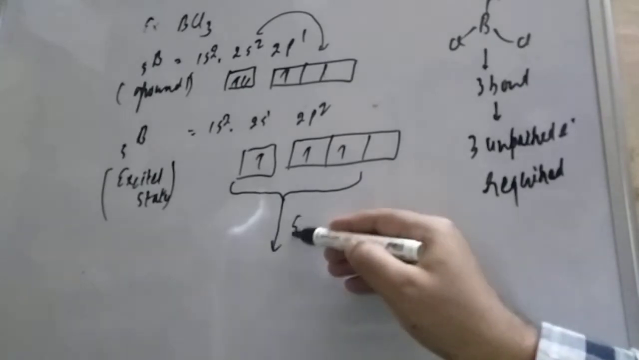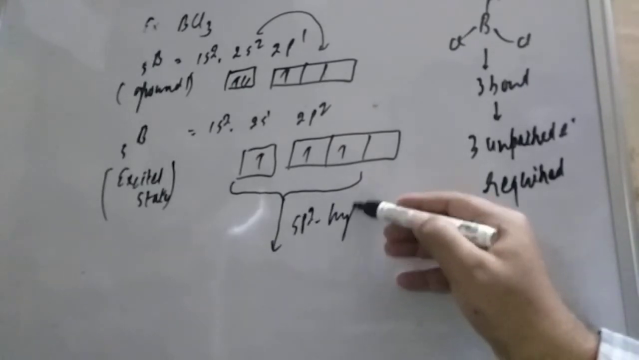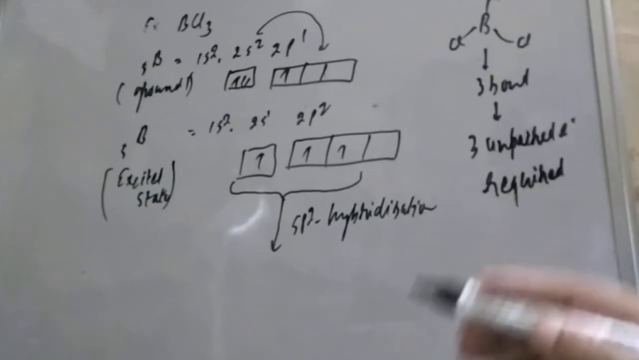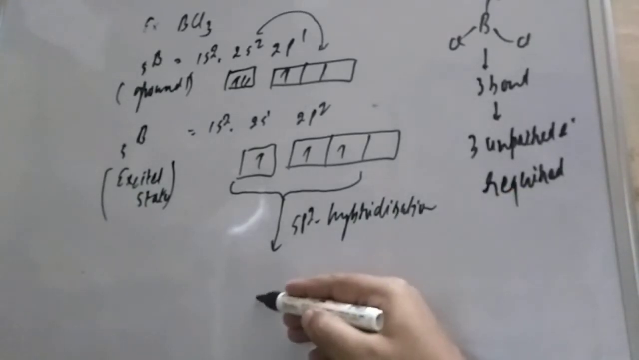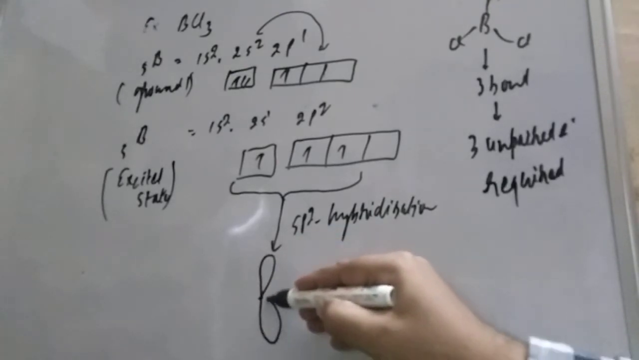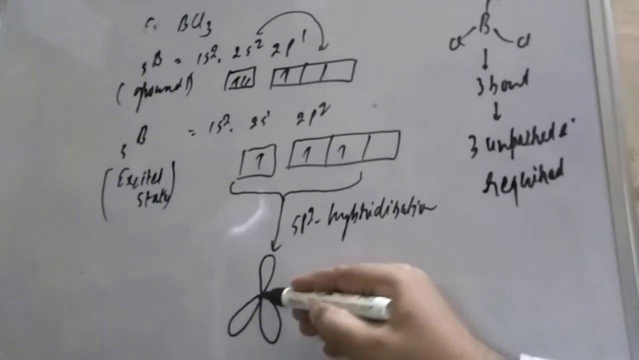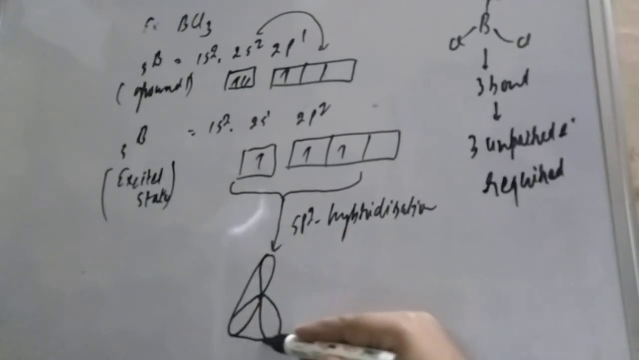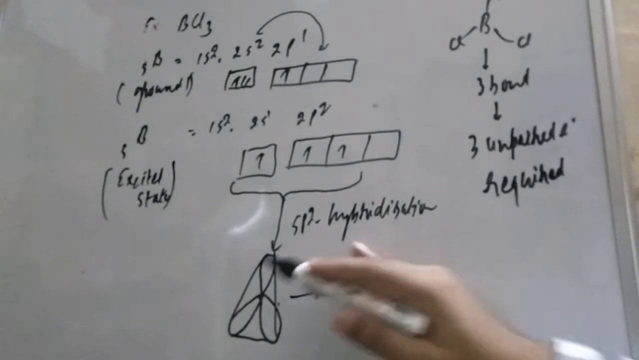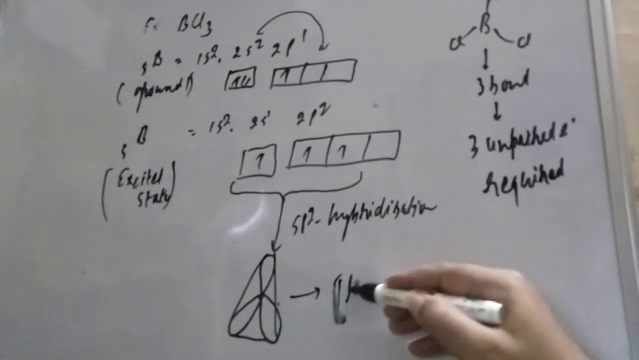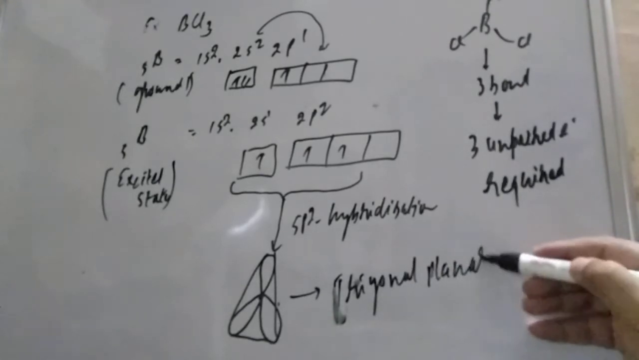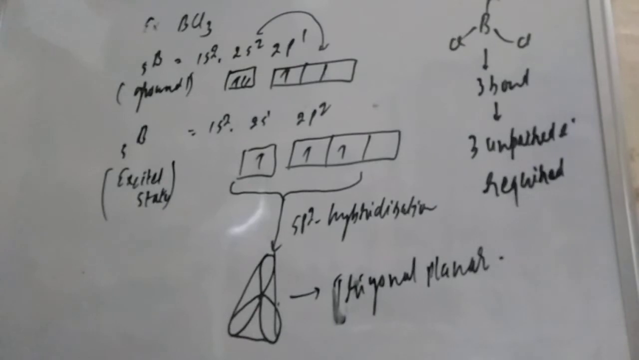This undergoes sp2 hybridization. If it is sp2 hybridization, what structure will it form, student? That is trigonal planar, like this. This is the sp2 hybrid orbital, sp2. Here, trigonal planar. The shape is what, student? This is the trigonal planar.